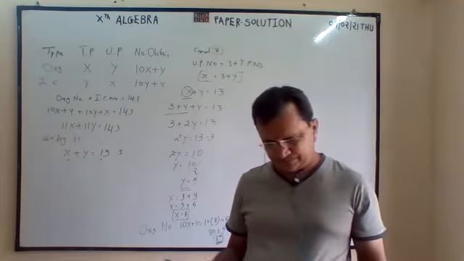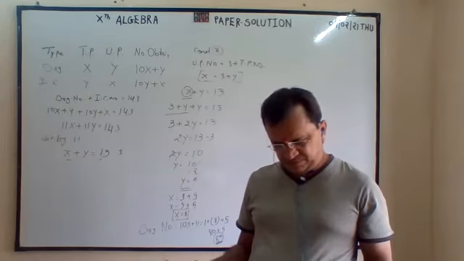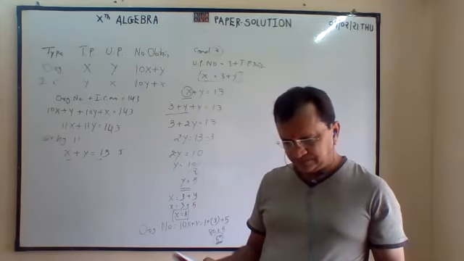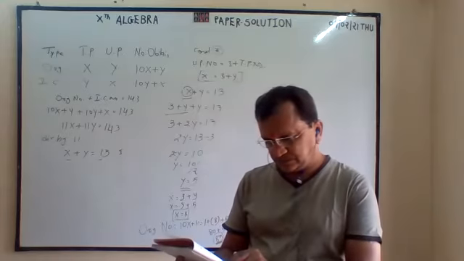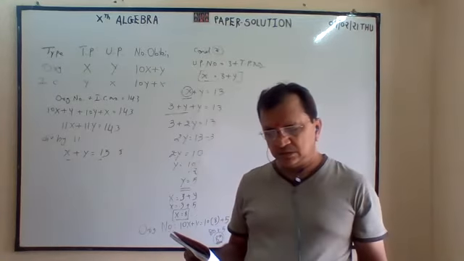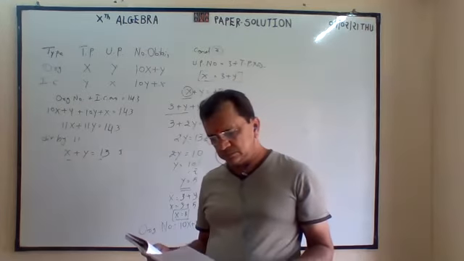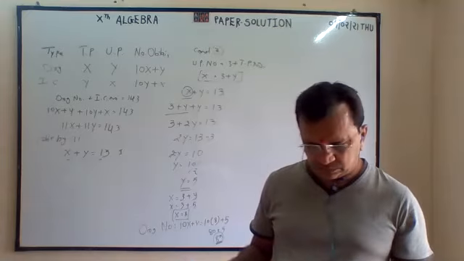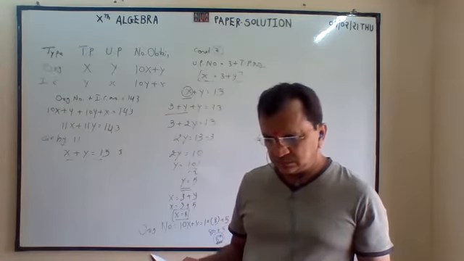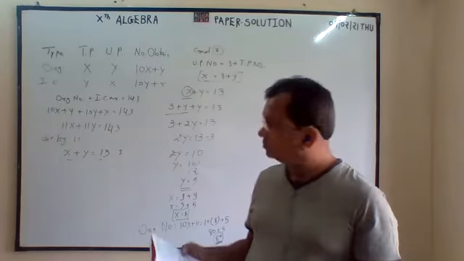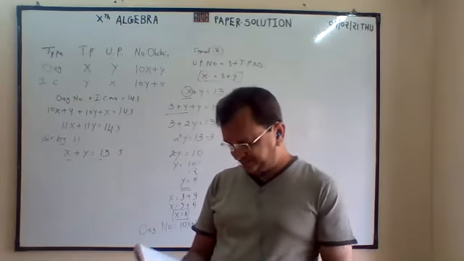Correct. Next, alpha beta is not there. AP and GP we are doing. Next.